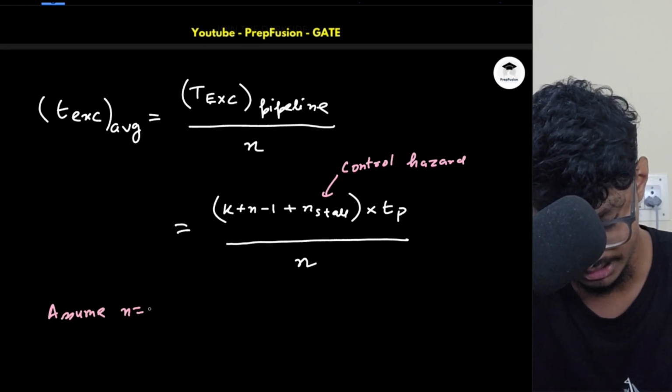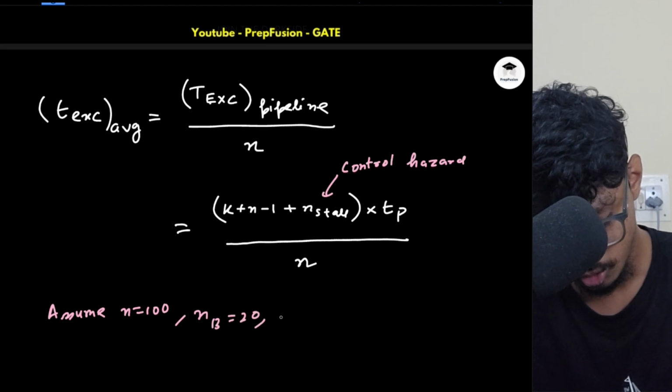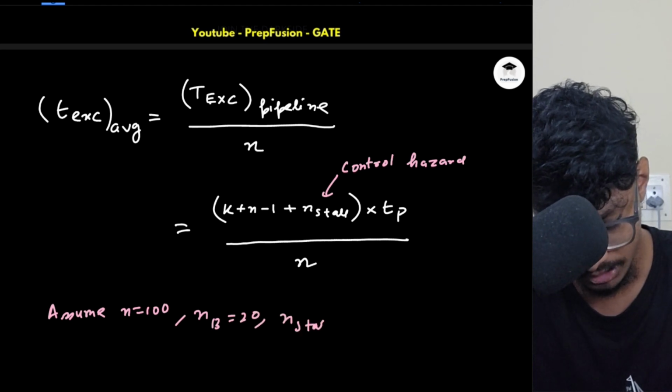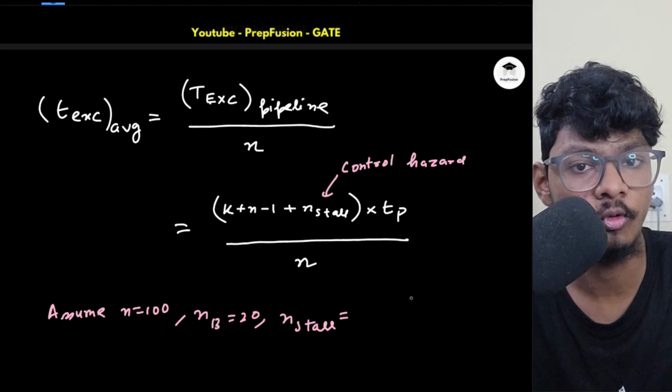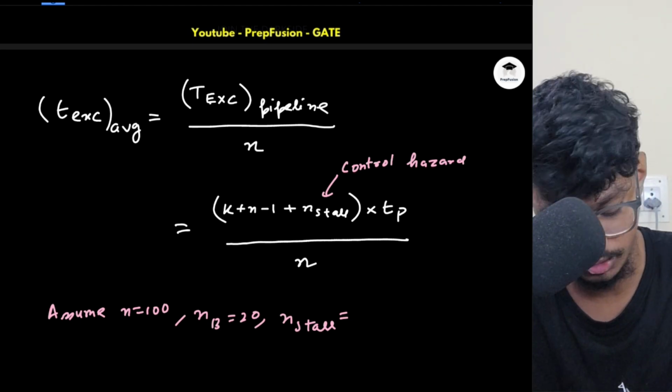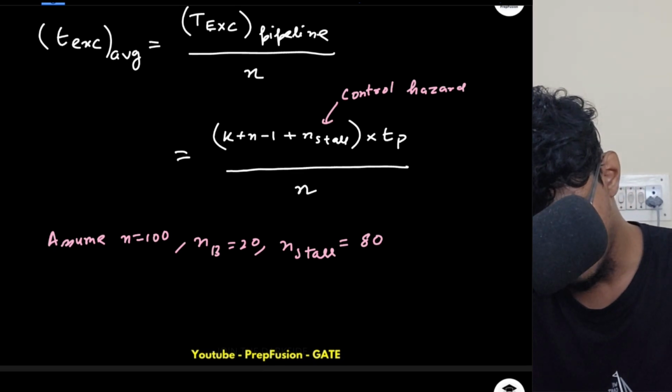Then you will understand this better. If N is 100, my branch instructions will be 20. So my total stalls will be how much? 20 into 4, since each branch instruction takes 4 cycles. So it will be 80 stalls, right? So now what will be my average execution time?